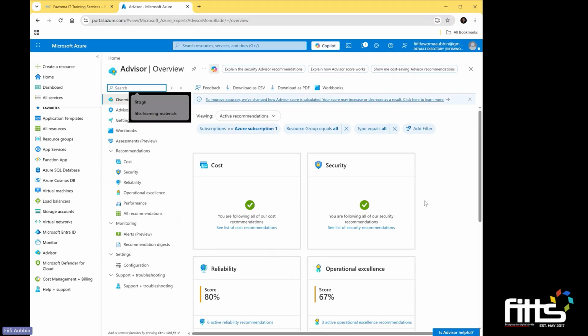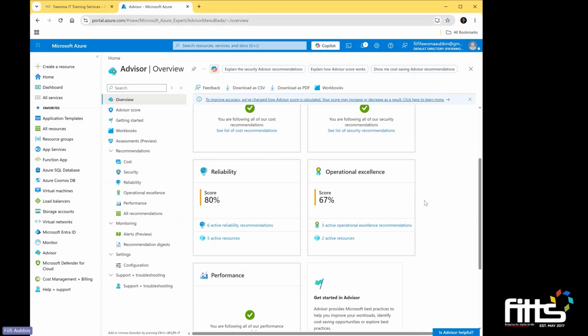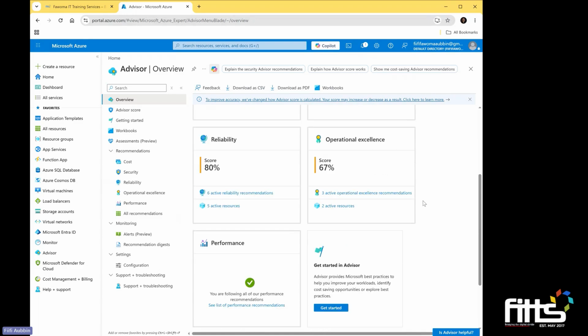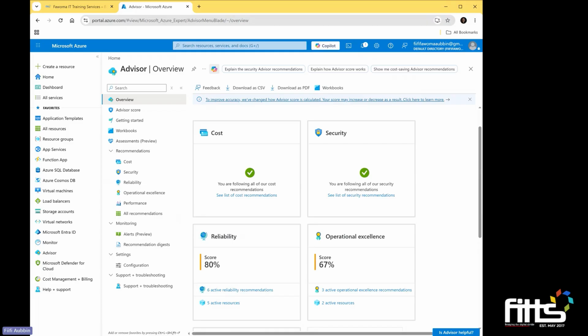So we've got cost, we've got security, we've got reliability, we've got operational excellence, we've got performance. So we're going to look at each one of them. Okay. So this is our cost. The purpose of cost recommendation is simple. Microsoft wants to help you spend less money. Azure may recommend shutting down unused resources, resizing virtual machines, or removing services that are no longer required. And saving money without affecting business operation is always a good thing, isn't it?